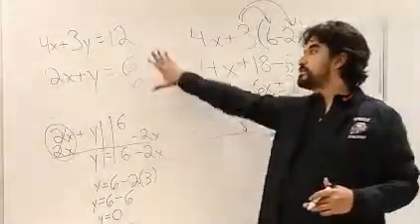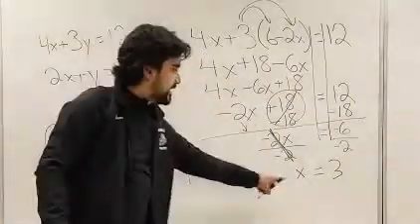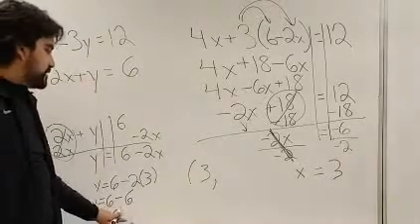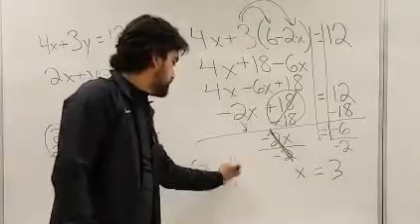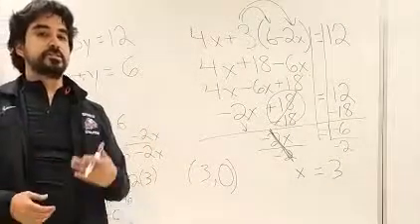So the solution for this system of equations is x is equal to 3, y is equal to 0. And this is how you solve a system of equations using substitution.